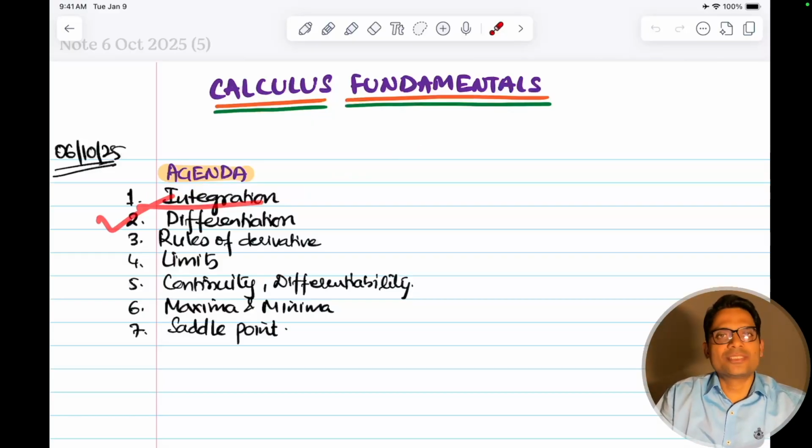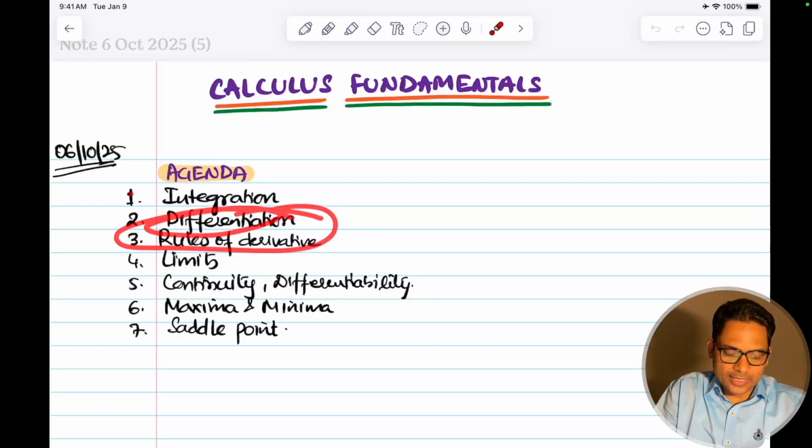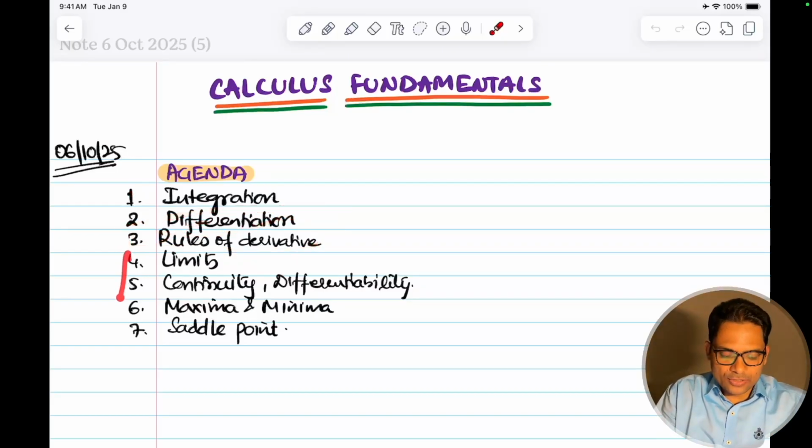Then we'll discuss differentiation. It's all over the place. Then we'll dive deeper and understand rules of derivatives. Then we'll see limits because they are the fundamentals on which derivatives are based. So we'll understand the concept of differentiation and derivatives broadly, and then the fundamentals on which differentiation is based. Differentiation is based on limits because that's how it is defined, and we will also discuss continuity and differentiability, whether a function is differentiable or not, and continuity is the prerequisite for that. So we'll dive deeper into limits, continuity and differentiability.